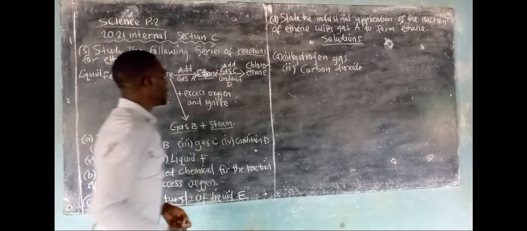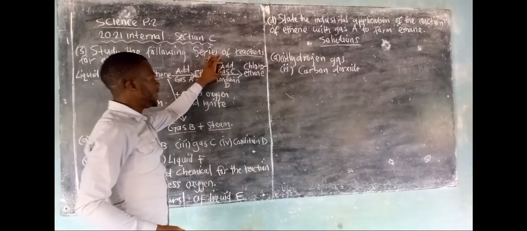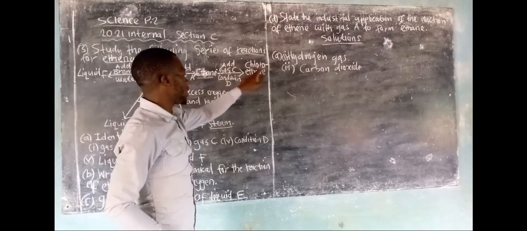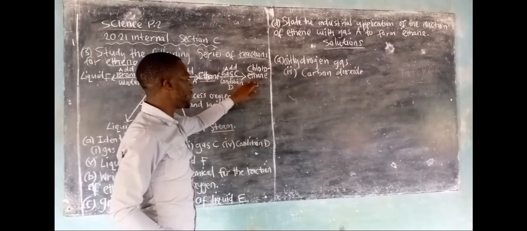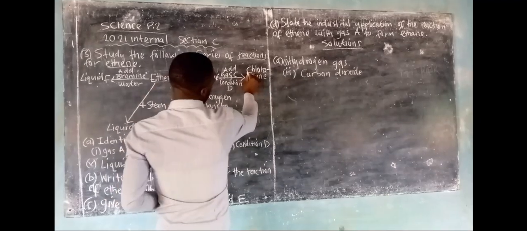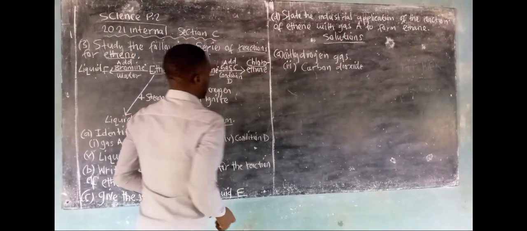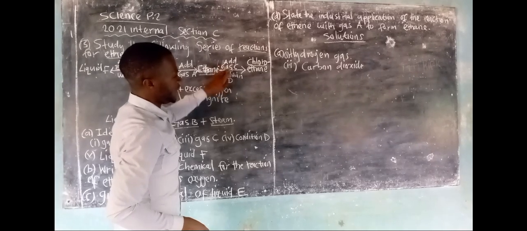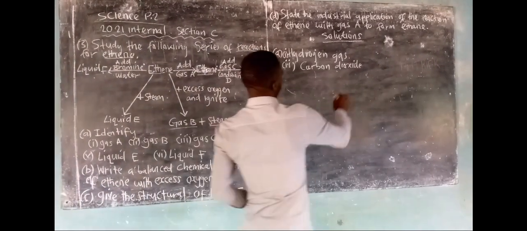Okay, so now when a group 7 element is added here, we have been told that it will produce chloroethane. So just this name, we know chloro is coming from chlorine, which is a group 7 element. So gas C, we can now say, is chlorine gas.